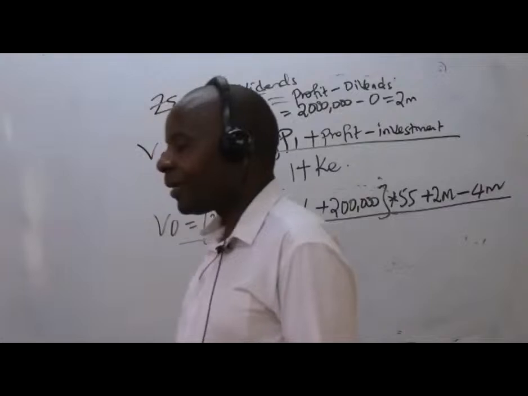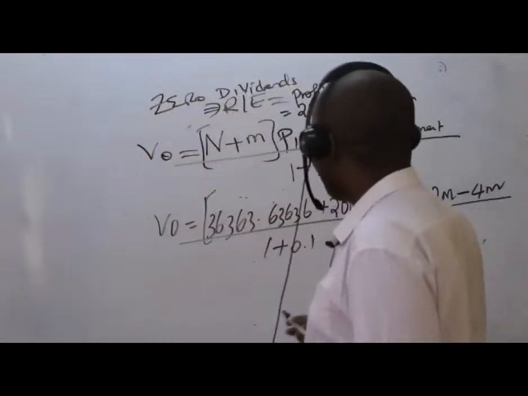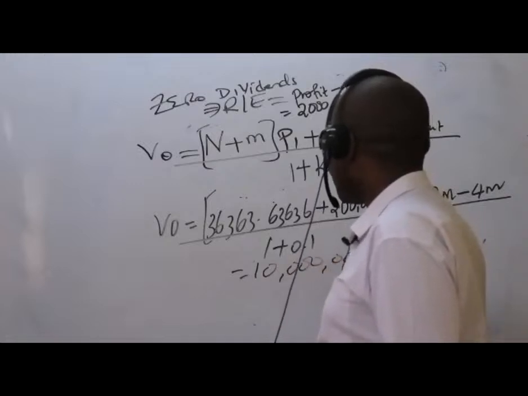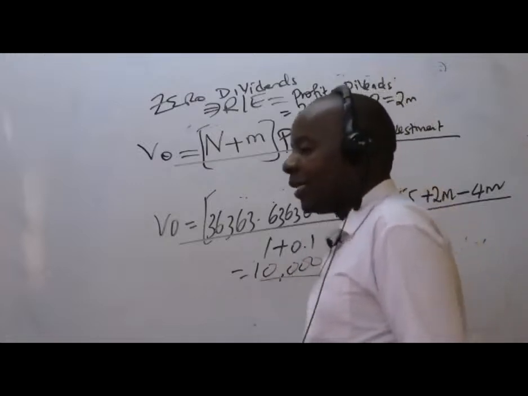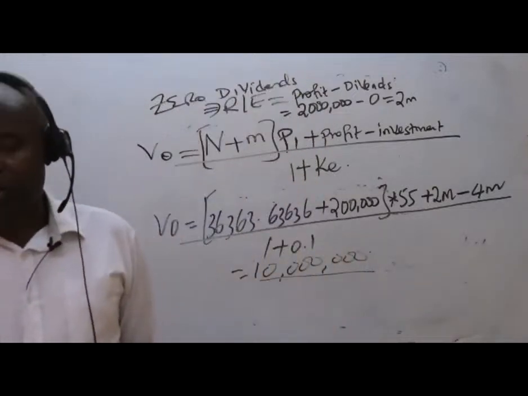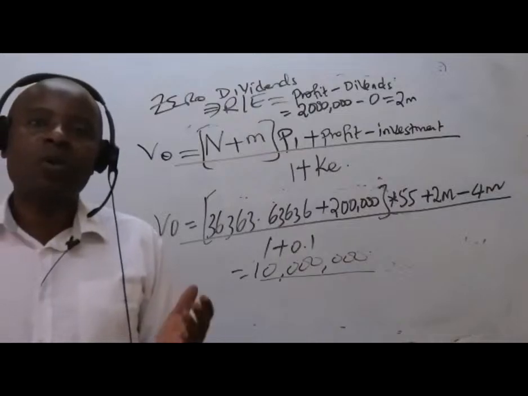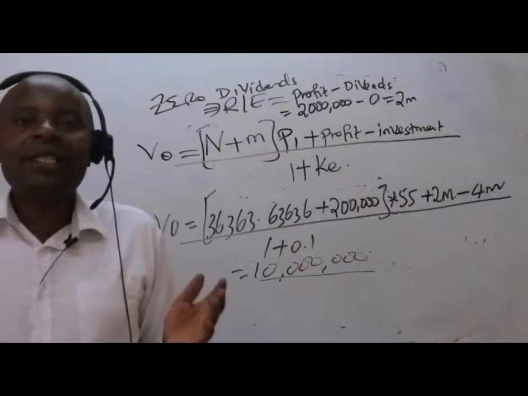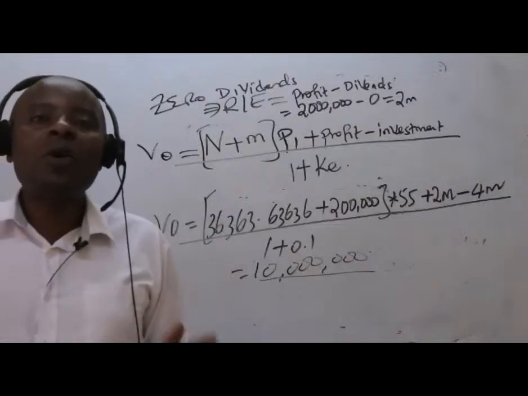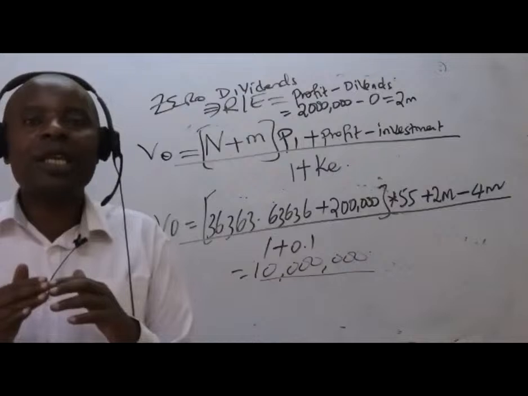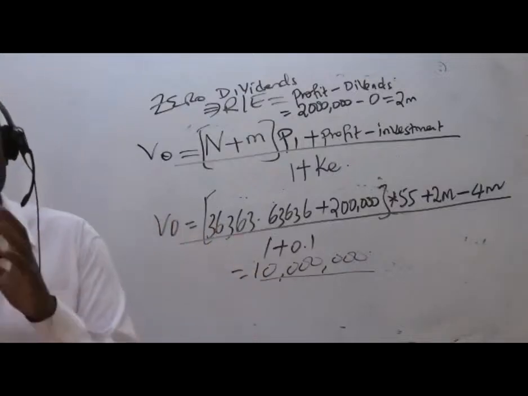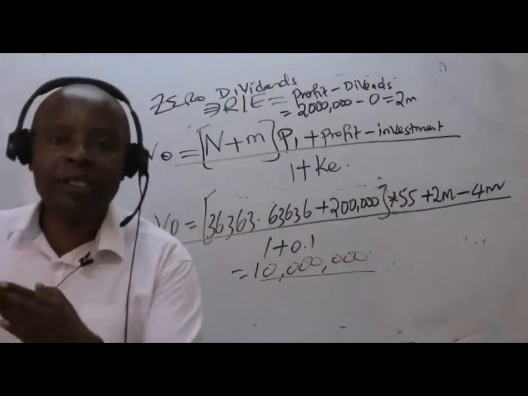So at the end of the day, all of them are getting 10 million Kenya shillings. So, ladies and gentlemen, having gotten that, this is the value of this organization if it decides not to pay dividends. If we say it's zero dividends, then automatically we shall get our firm being valued at 10 million. What about the other side of the coin?